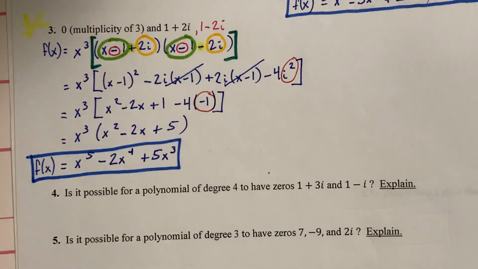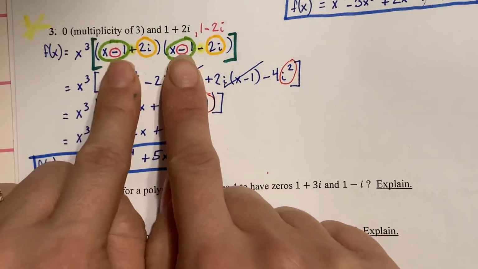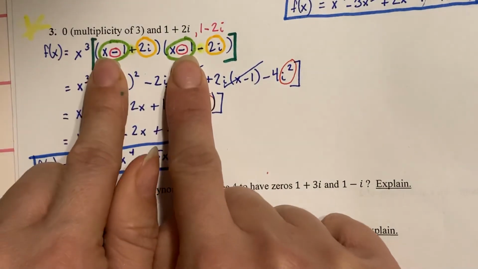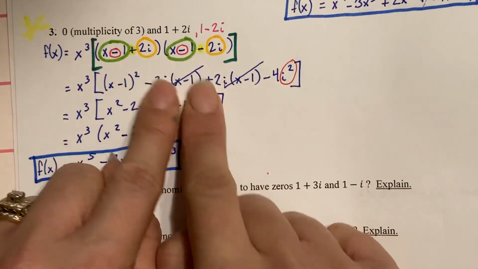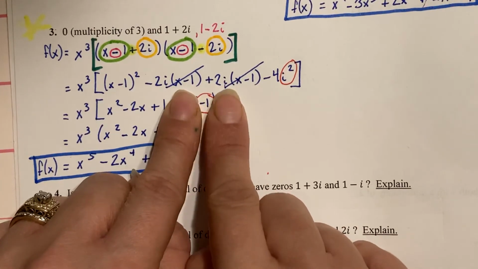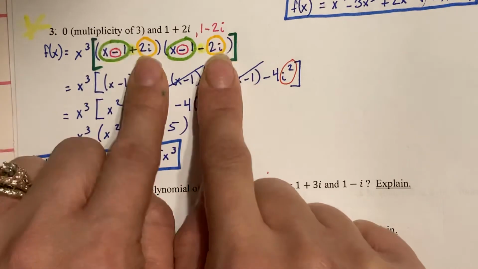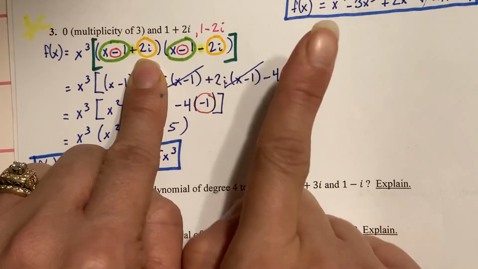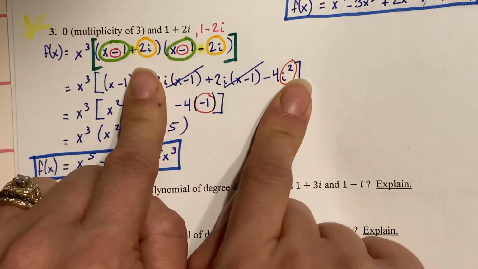So folks, hopefully you had a chance to try number 3. So this is what the work looks like using the shortcut. So x minus 1 squared. My outside and inside products end up canceling each other. Negative 2i times (x minus 1), positive 2i times (x minus 1). And then when I multiply these 2 terms together, we get negative 4i squared.